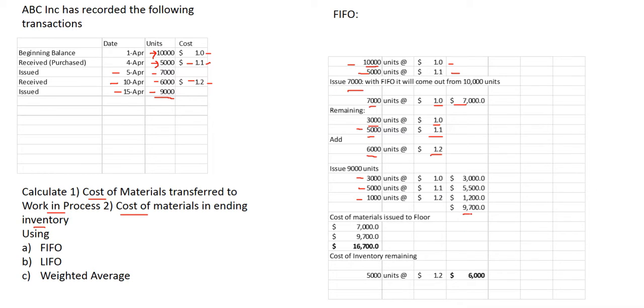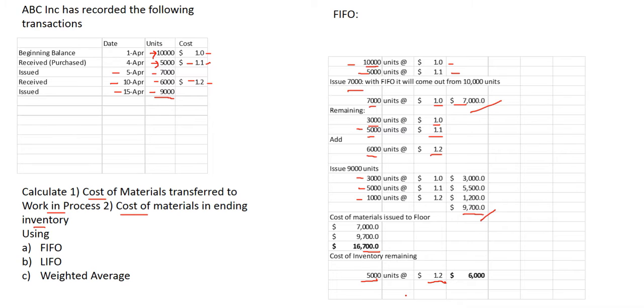If we add them up, the cost that we are issuing to the production floor is $9,700. The total that we are issuing to the production floor is $7,000 plus $9,700, so it's $16,700. What is remaining is that we issued 1,000 out of the 1.2, so we have 5,000 units remaining at $1.2. This is the 6,000 that we had minus the 1,000 that we issued, and that is pretty much all the units that we have.